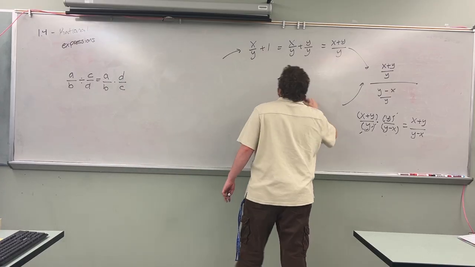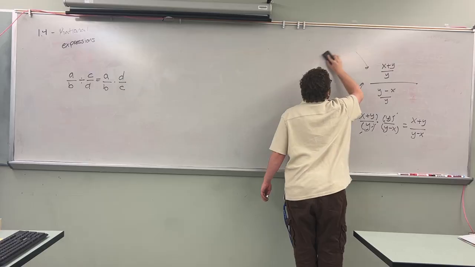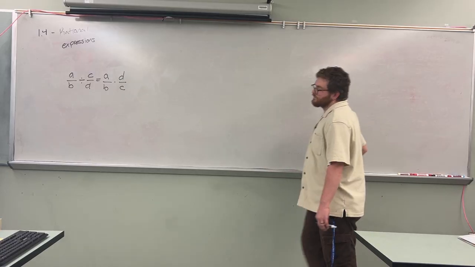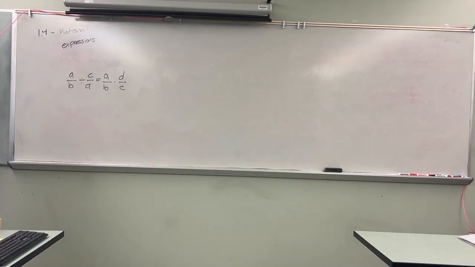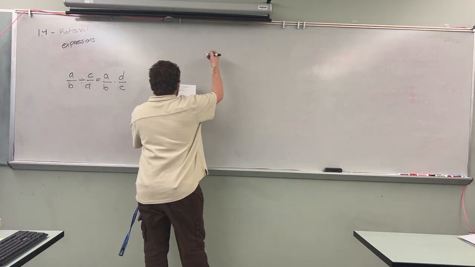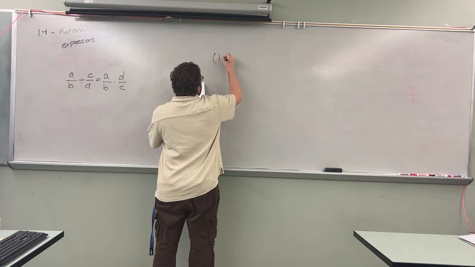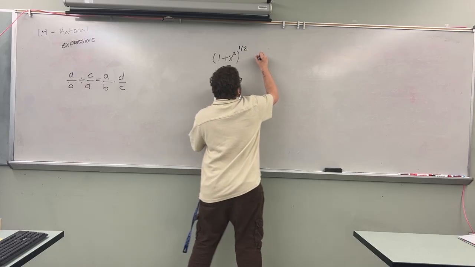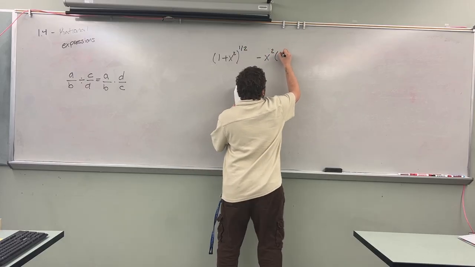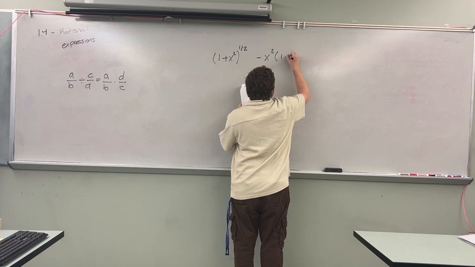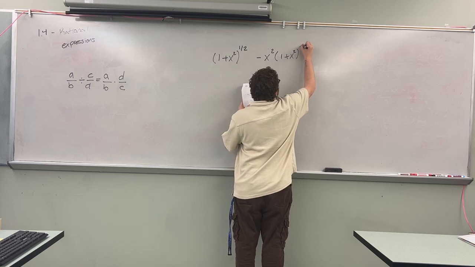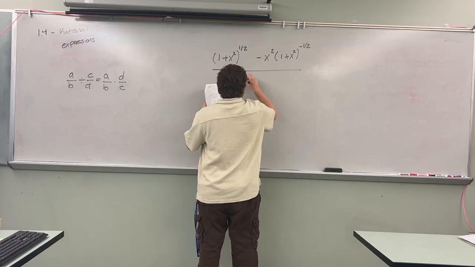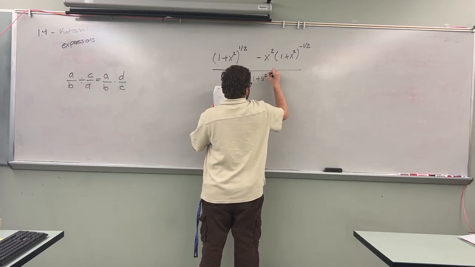This next one, I don't think y'all are gonna like this example because it's complicated, but it is useful to see it. So just bear with me. (1 + x^2)^(1/2) minus x^2 times (1 + x^2)^(-1/2), all over 1 + x^2.